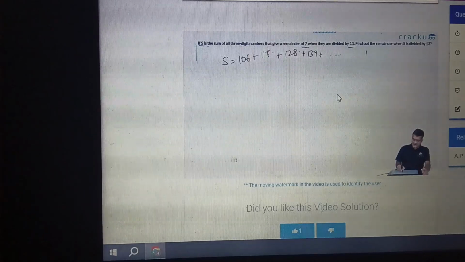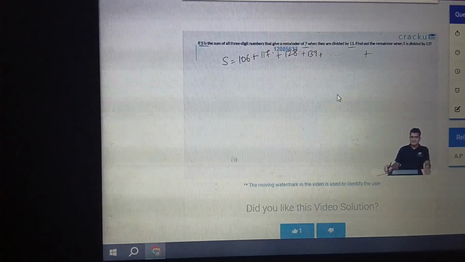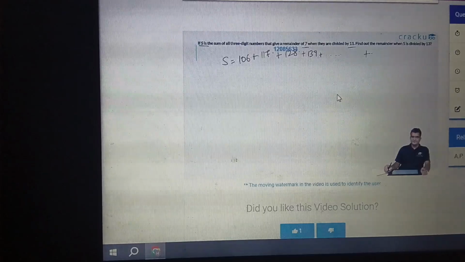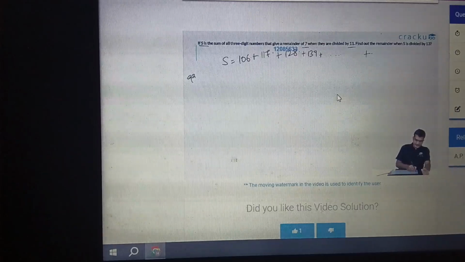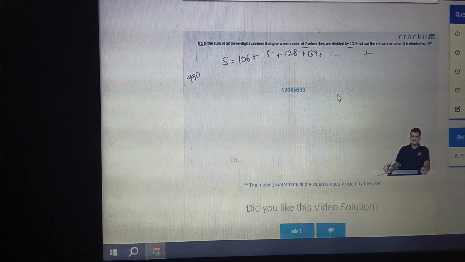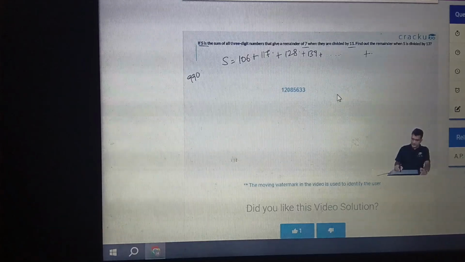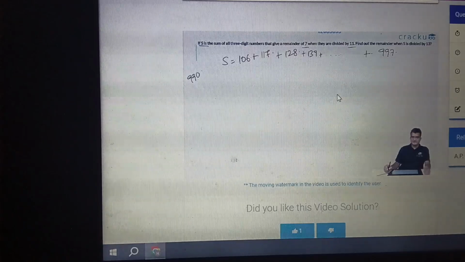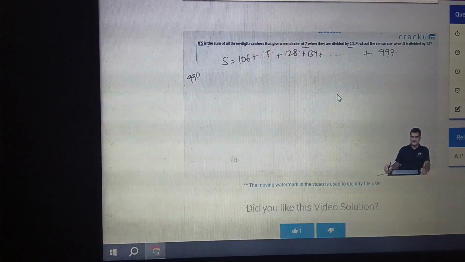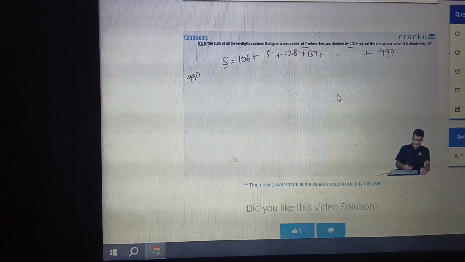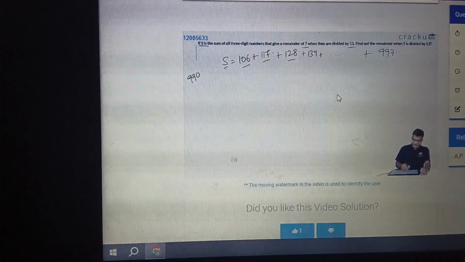And what is the largest 3-digit number which will leave a remainder of 7 when divided by 11? You will notice that 990 is a very large 3-digit multiple of 11. So you add 7 to it, you are going to get 997. So this is clearly the last 3-digit number which will leave a remainder of 7 when divided by 11. So the value of S is 106 plus 117 plus 128 plus and so on up to 997.